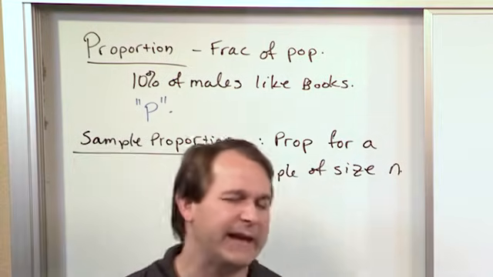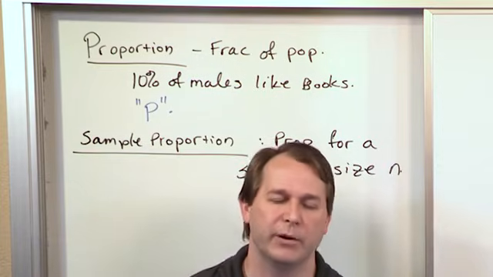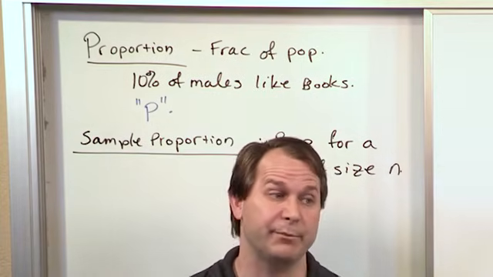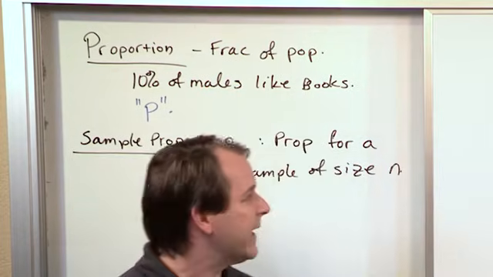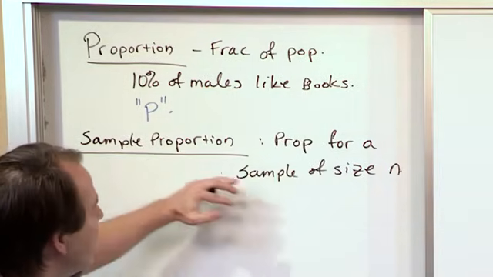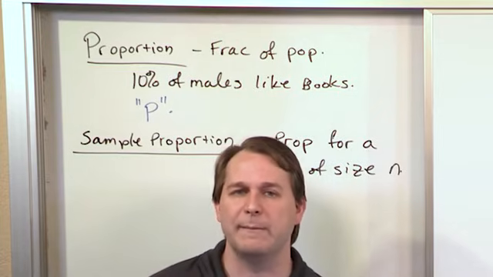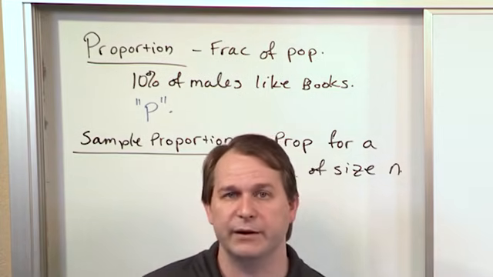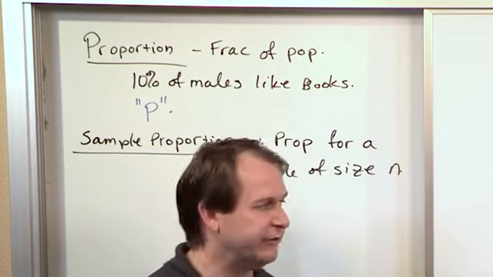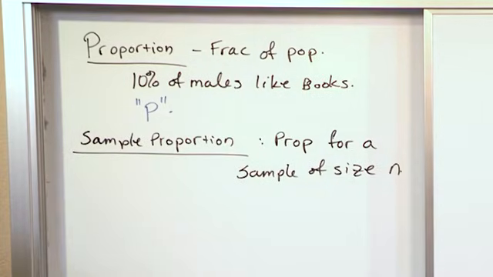So let's say I can't look at everybody in the country and see what percentage of people like books, but I can go sample 50 people. Then in that case, my sample size would be 50, and my sample proportion is whatever measurement I get from that. Maybe 2 out of 50 people or 6 out of 50 people tell me that they like books, and so I can represent that as a percentage, and that would be called the sample proportion.